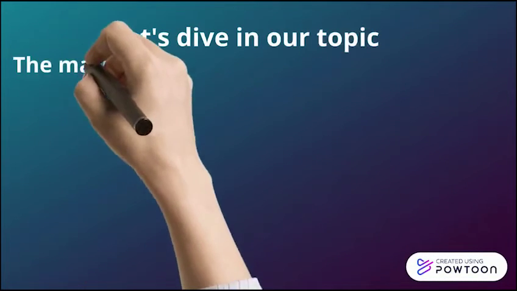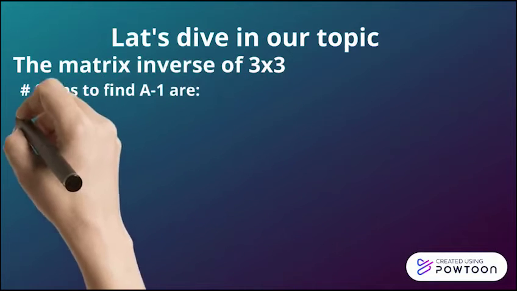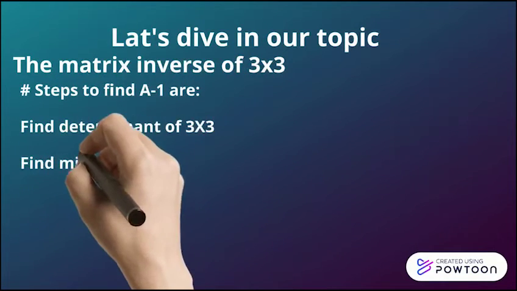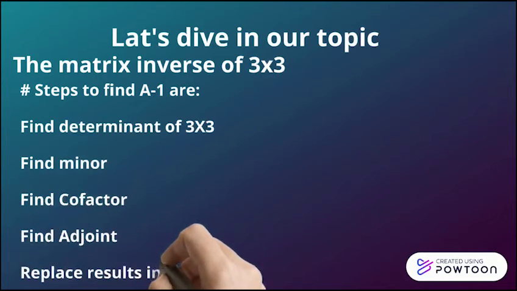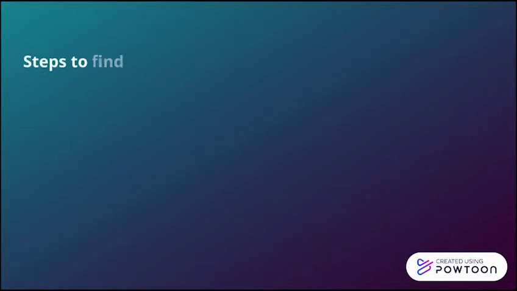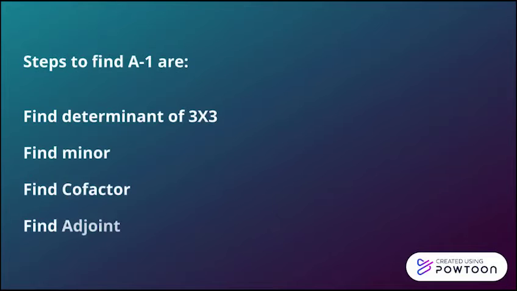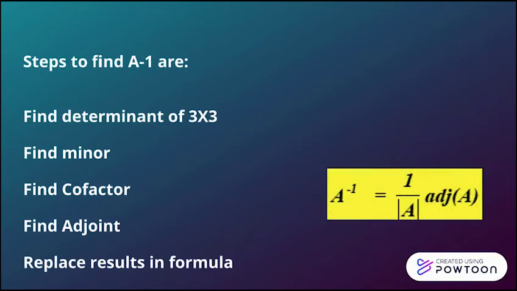Let us dive into our topic, solving matrix inverse 3x3. You have to take a few steps, and I'm going to show you the steps that you have to learn before you solve a 3x3 matrix. First, find the determinant of the 3x3. Second, find the minor. Third, find the cofactor. Fourth, find the adjoint. Fifth, replace the values in the formula, the formula I have shown to you on the screen.